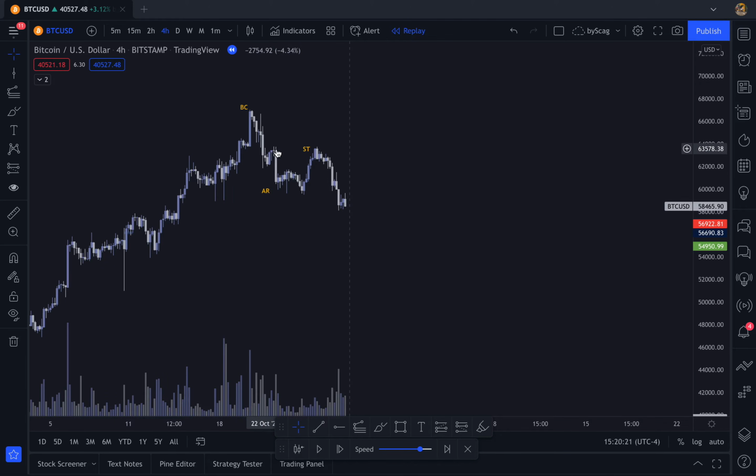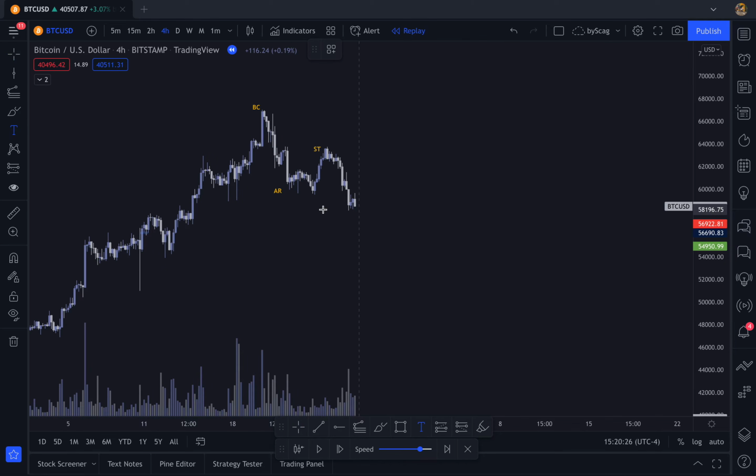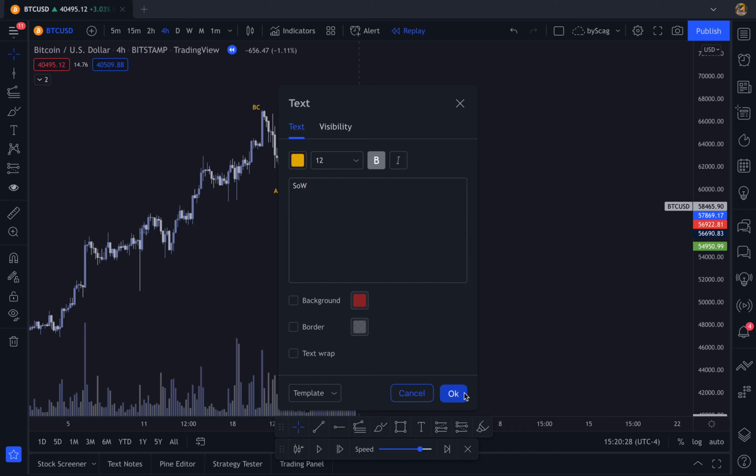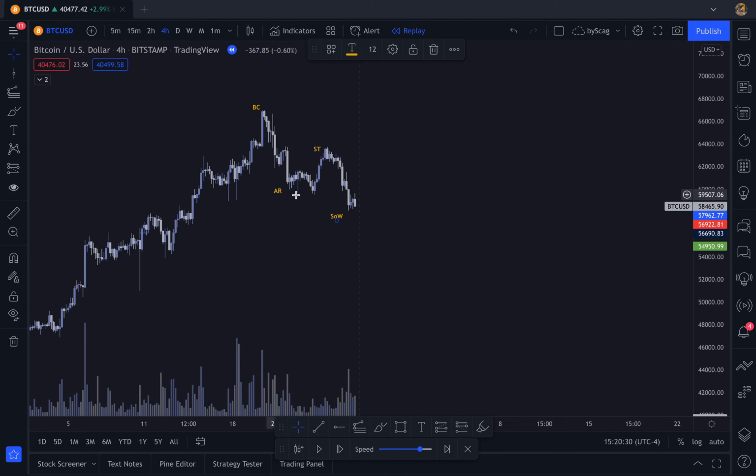We also have some old areas of resistance as well. And then now we start to see this first SOW, right? This first sign of weakness. We start to break structure. We start to see some higher effort.